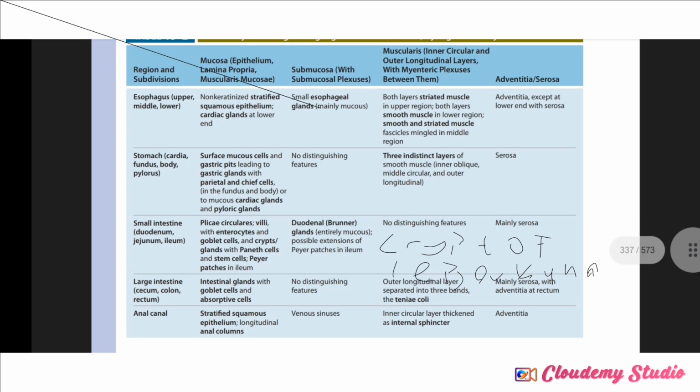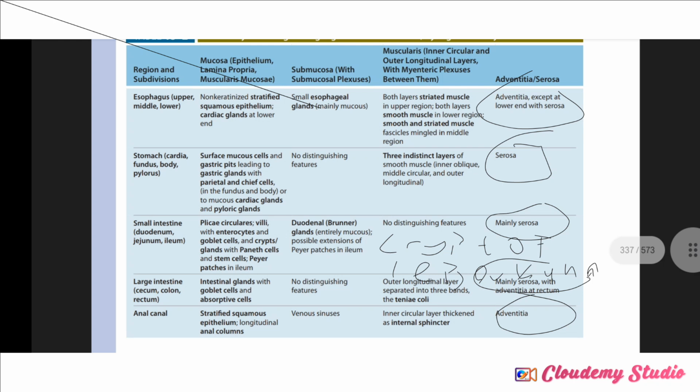Stratified squamous epithelium, and the submucosal plexus here is the venous sinuses. So we have the serosa and the adventitia. The combination of the adventitia and the mesothelium is known as the serosa. Now, the outer layer in the stomach is just serosa. In the esophagus it is adventitia, except for the lower end that is serosa. The small intestine is mainly serosa. The large intestine is mainly serosa, and the anal canal is adventitia.